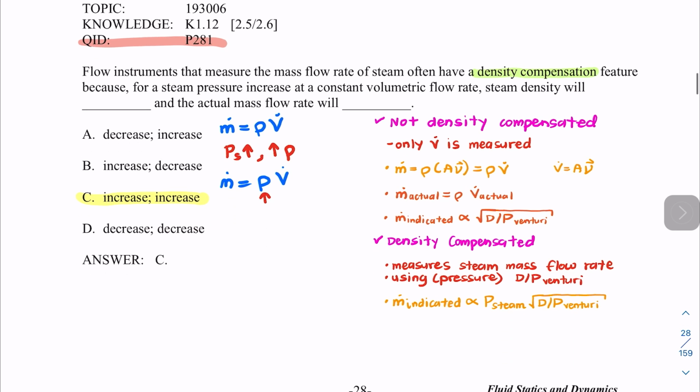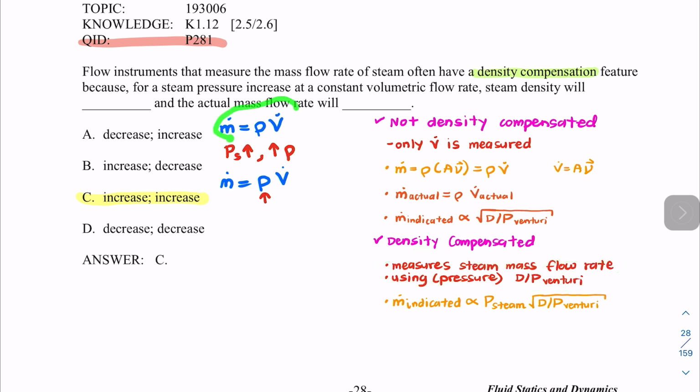Next question, P281. So now we're going to start talking about density compensated and not density compensated. So, okay, let's go into the question. We have a flow instrument that measures the mass flow rate of a steam, often have a density compensation feature because for a steam pressure increase at a constant volumetric flow rate, a steam density will, okay, it's first, density compensation. Density compensation measures a steam mass flow rate, right?